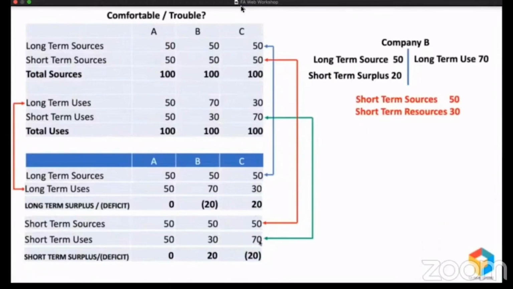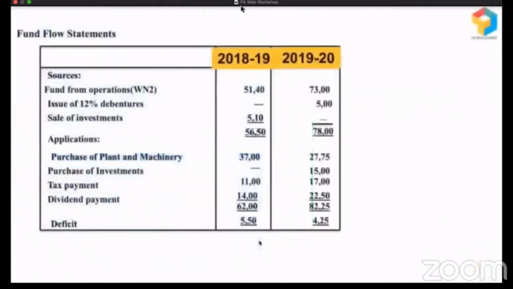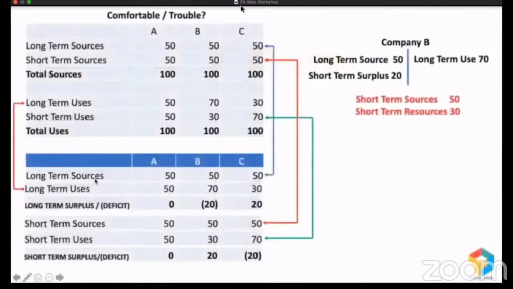Okay, right. So this statement, which helped us to get more clarity, is the fund flow statement. Let me give you a real-life fund flow statement. It will look something like this. It's basically part of it. Look, here you have the sources and here you have the applications. Sources we basically call long-term sources. Applications we call long-term uses, like what we have seen here.